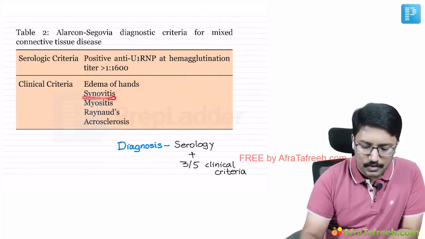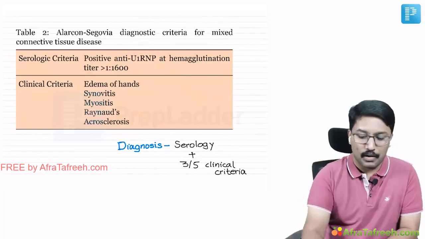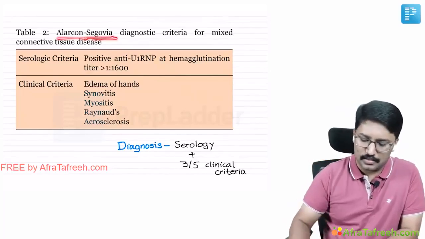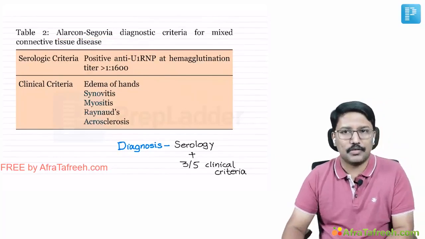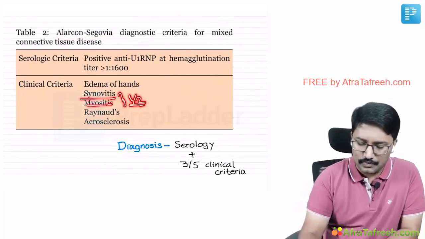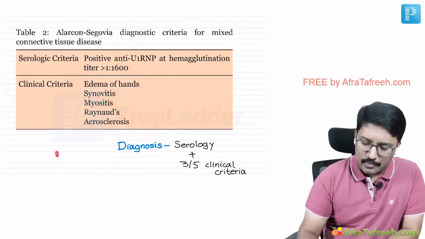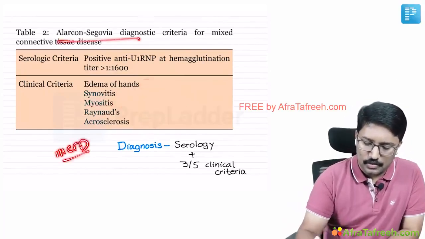So in the absence of synovitis or myositis, we cannot classify a case as MCTD according to Alarcon or Segovia criteria, right? So either synovitis or myositis should be there. So this is fixed. One out of these 2 should be there, and among the remaining 3, 2 out of the remaining 3 should be there. Okay? Then you can classify it as MCTD according to Alarcon and Segovia criteria.